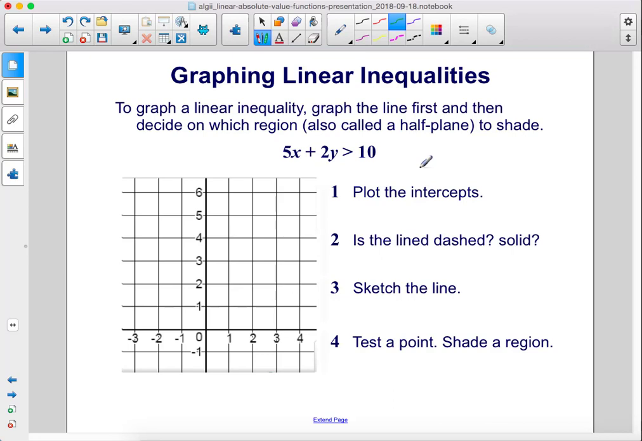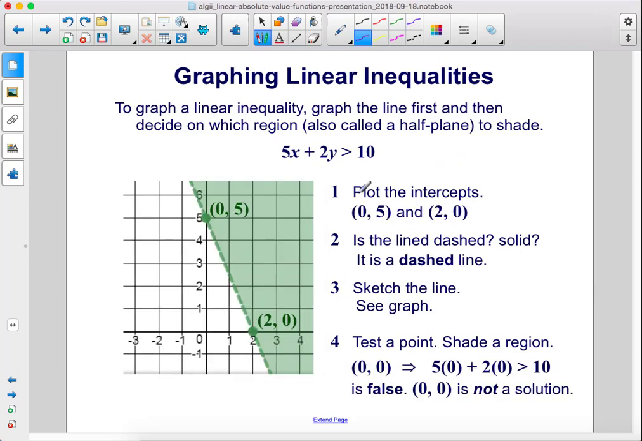To graph a linear inequality, graph the line first and then decide on which region, also called a half plane, to shade. Here we have 5x plus 2y is greater than 10. First, we're going to plot the intercepts, then figure out if the line is dashed or solid. We're going to sketch the line and then test a point in order to shade a region. The first step is to plot the intercepts. So to figure out the intercepts, first we'll set y equal to 0. We have 5x is greater than 10. Divide both sides by 5, we get x is greater than 2. So this is our x-intercept at 2, 0.